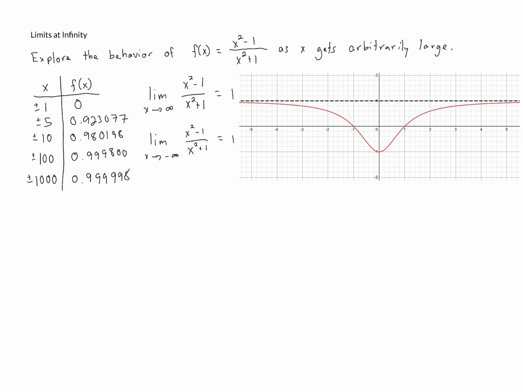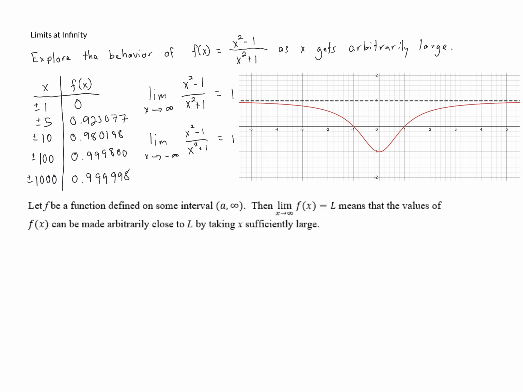Now, these are limits at infinity, but of course we want an actual definition of what a limit at infinity is, so let me give that to you. Let f be a function defined on some open interval from a to infinity, right? If we want to know what's happening as x is approaching infinity, we need it to be defined on some open interval that goes towards infinity. Then the limit as x approaches infinity of f of x equals capital L means that the values of f of x can be made arbitrarily close to L by taking x sufficiently large.